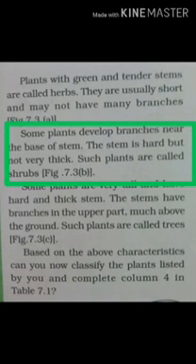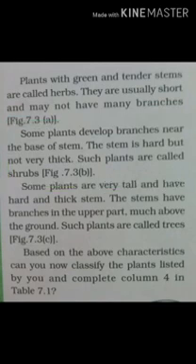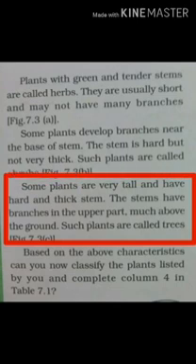These plants are slightly taller. These plants are called shrubs. Some plants are very tall, they have hard and thick stems, and these stems or branches are on the upper part of the tree, much above the ground. Such plants are called trees.